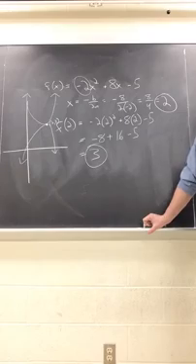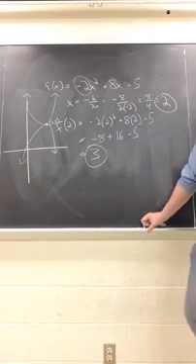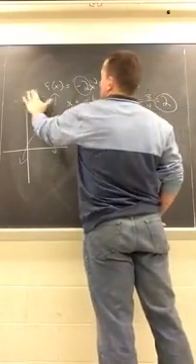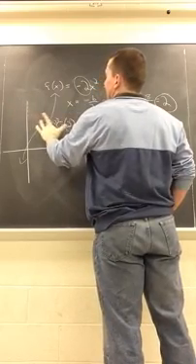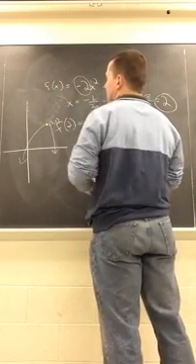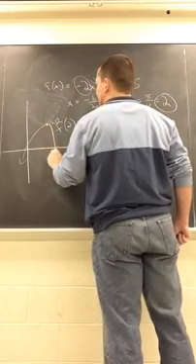If that's positive, it'll open up. If that's negative, it'll open down. In this case, it's a negative 2, so it'll open down. So my graph goes downwards. And it looks like that, the parabola reflected across the axis.